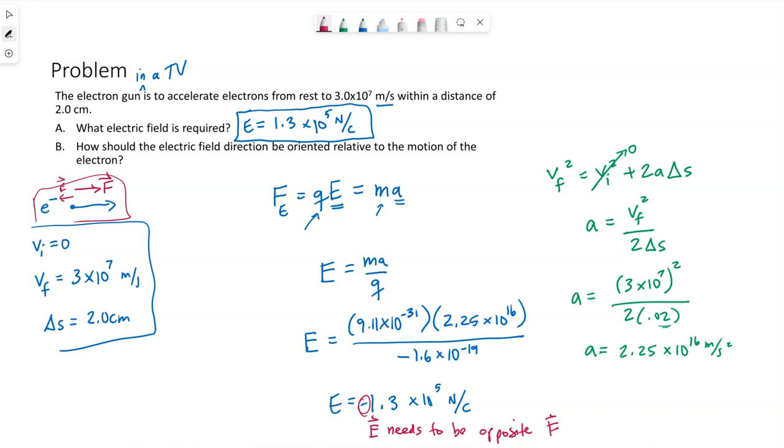So part B, how should this electric field direction be oriented? The electric field needs to point opposite the direction of motion. The electric field is opposite the electric force when we're talking about the force on an electron, on a negative charge.